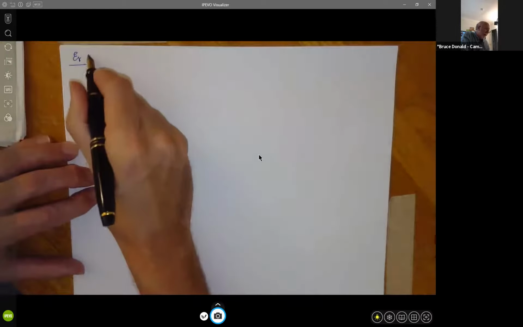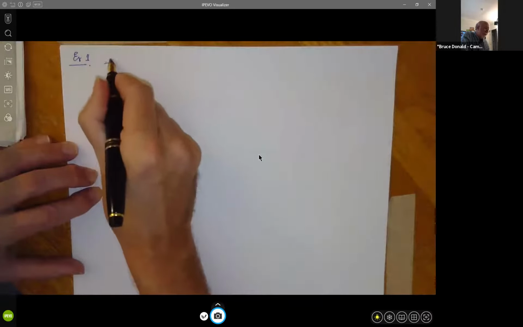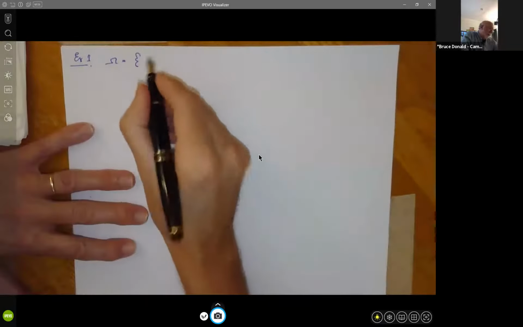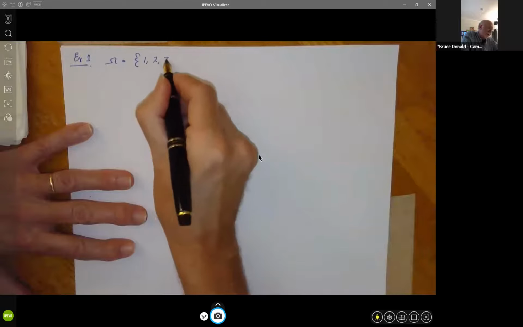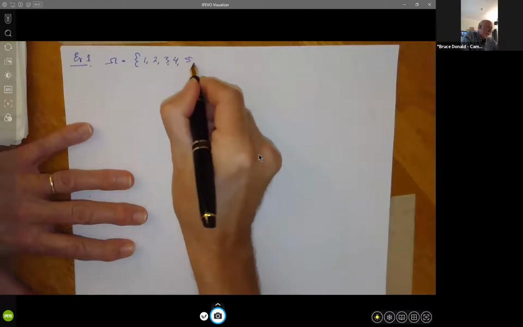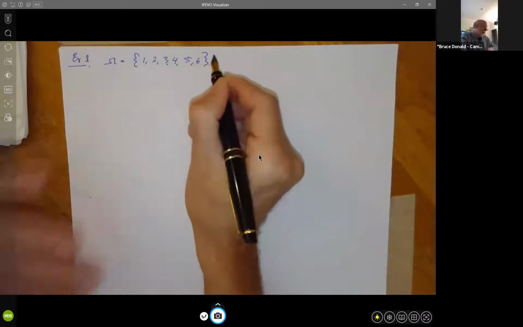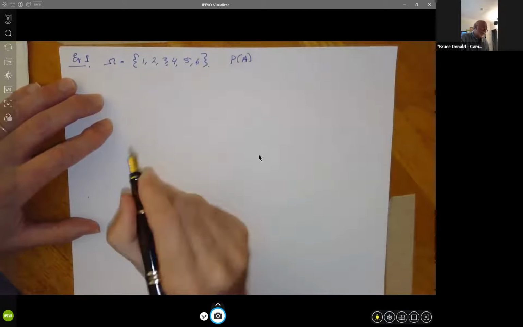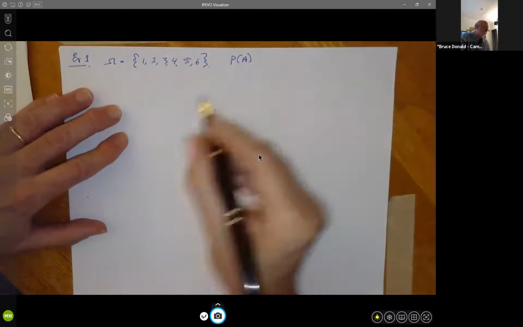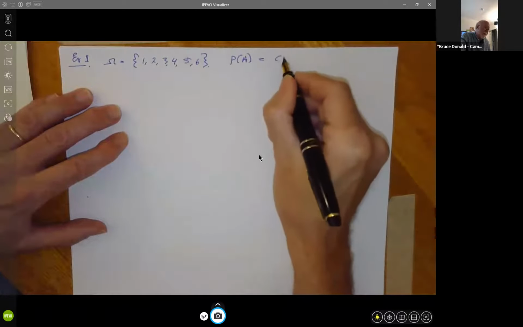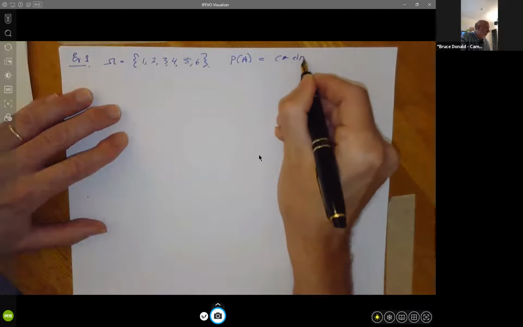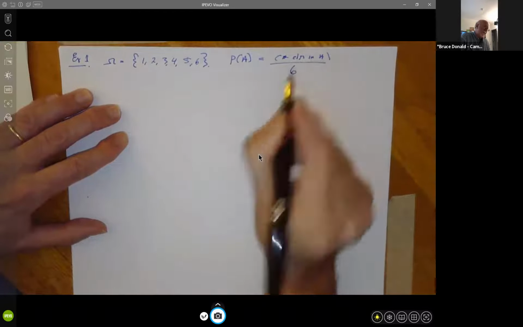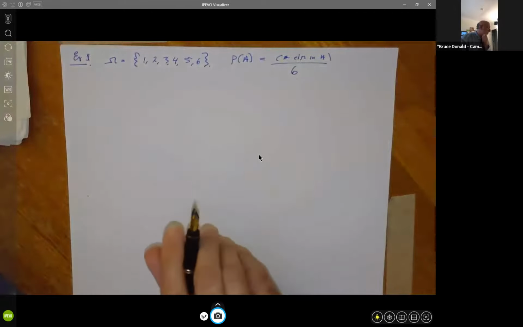Let's look at that. Let's look at a space of outcomes corresponding to a single die. So we have 1, 2, 3, 4, 5, 6. The probability of an event, which is a subset of omega, is simply the number of elements in A divided by 6. And that's a perfectly good probability function.